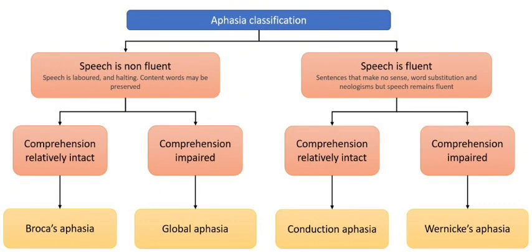If the speech of the patient is non-fluent and the comprehension is impaired, then the patient has global aphasia. If the speech is fluent and comprehension is relatively intact, then we say the patient has conduction aphasia. If the speech is fluent but comprehension is impaired, then the patient has Wernicke's aphasia.